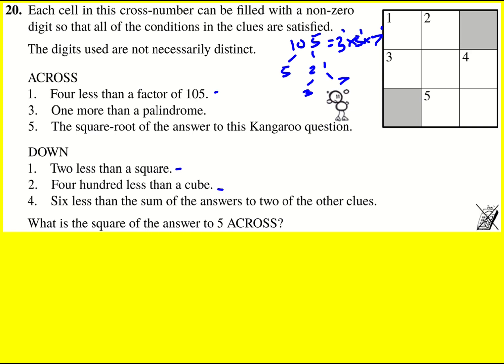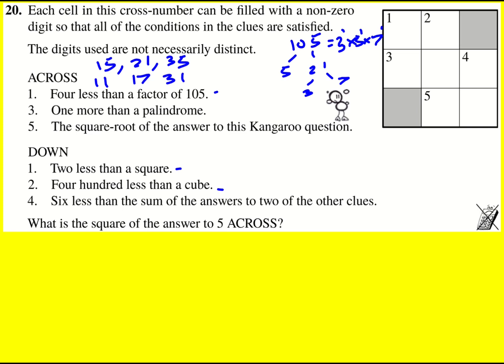So 8 factors, because we're going to get 3, 5, 7. We're going to get 1 and 105, and then we're going to get the combination of these other ones. So 3 times 5 is 15, 3 times 7 is 21, and 5 times 7 is 35. So now we want it to be 4 less than a factor, so it's going to be 11, 17, or 31. Okay, we don't know which one, but at least we've got some options going on.